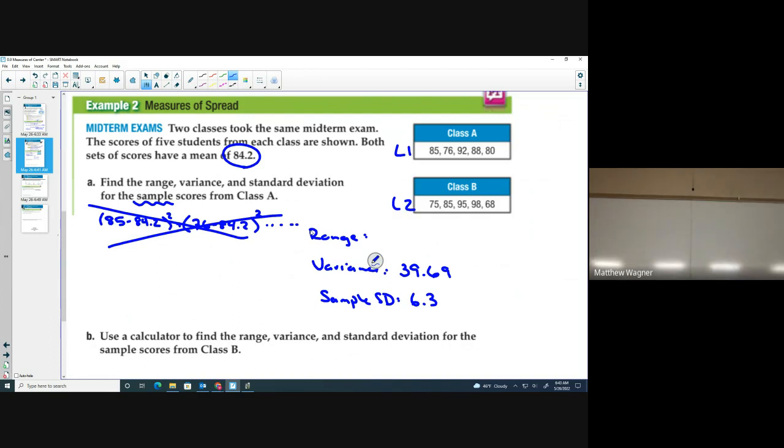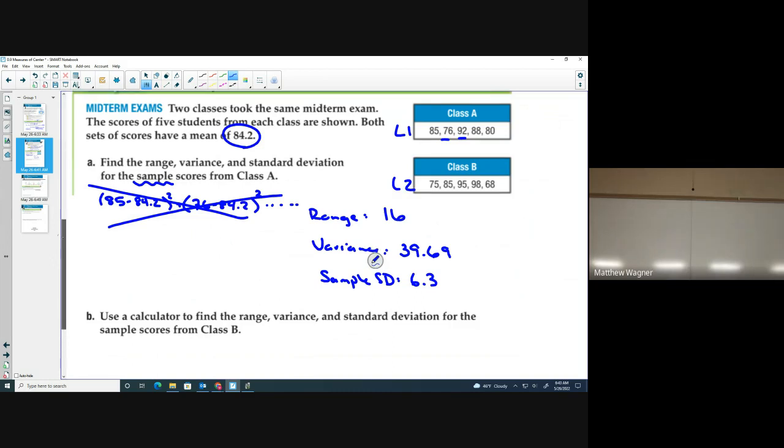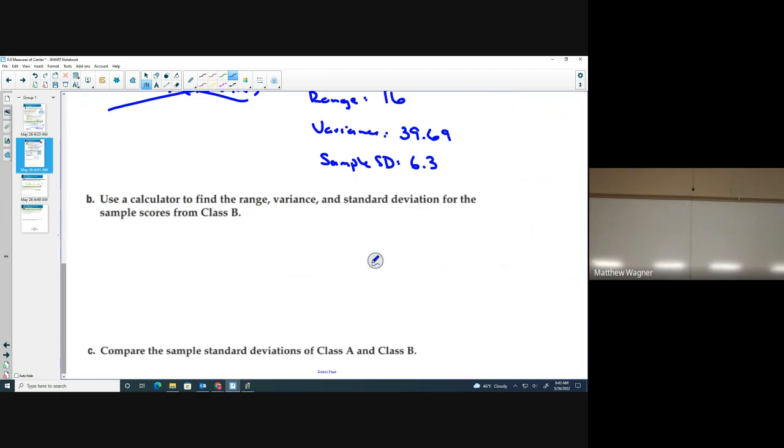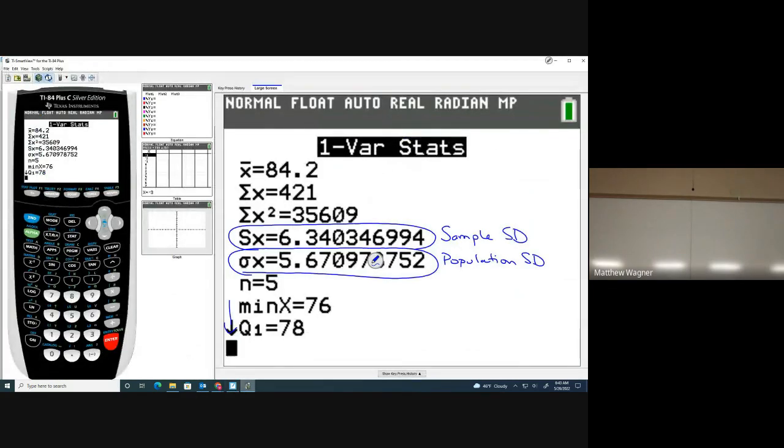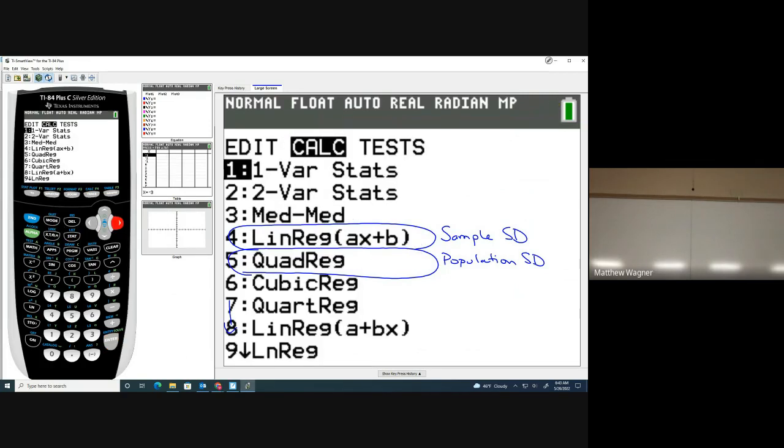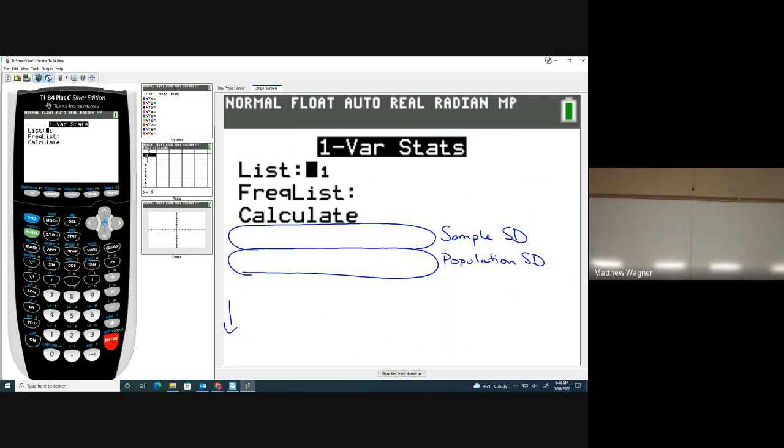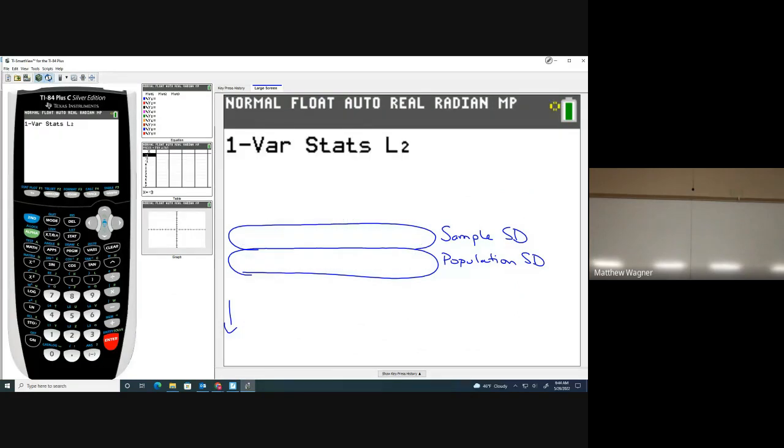From there, we want to calculate our range. Our range is just our highest to lowest value. Our lowest value is 76, our highest is 92, so our range in this case is 16. We can do the same thing for part B. We go back to our calculators, back to our calculate screen, and run our one variable stats. We want to make sure it's L2, not L1, so I'm going to hit second number 2 to get my list 2, and then generate that information.